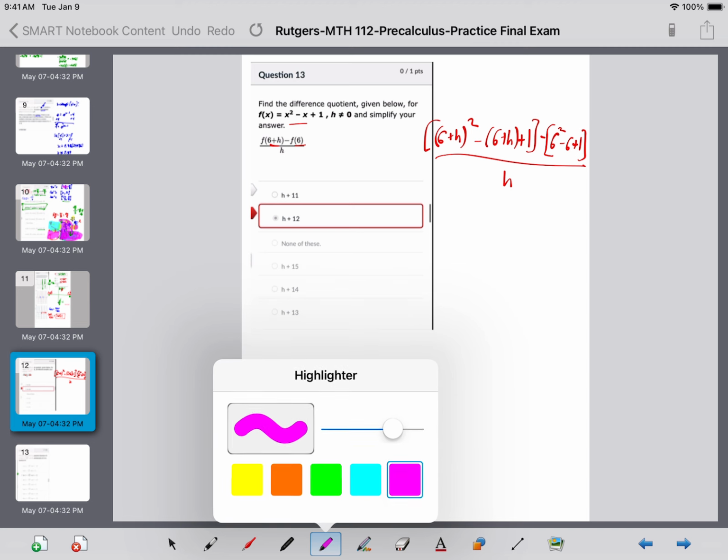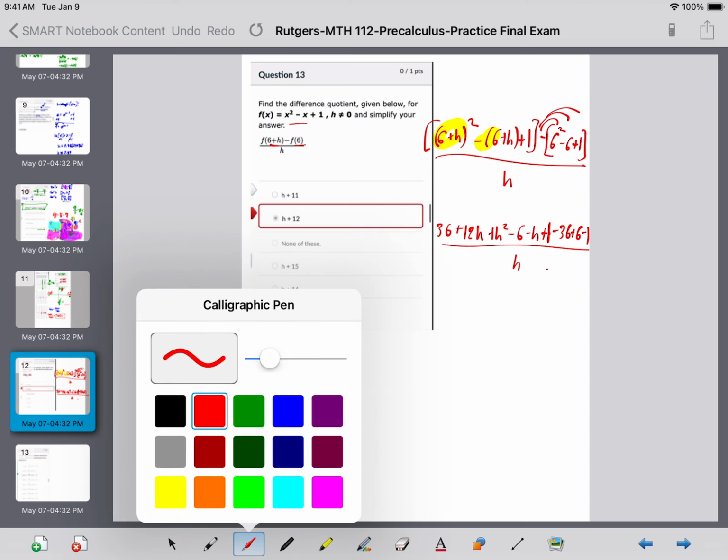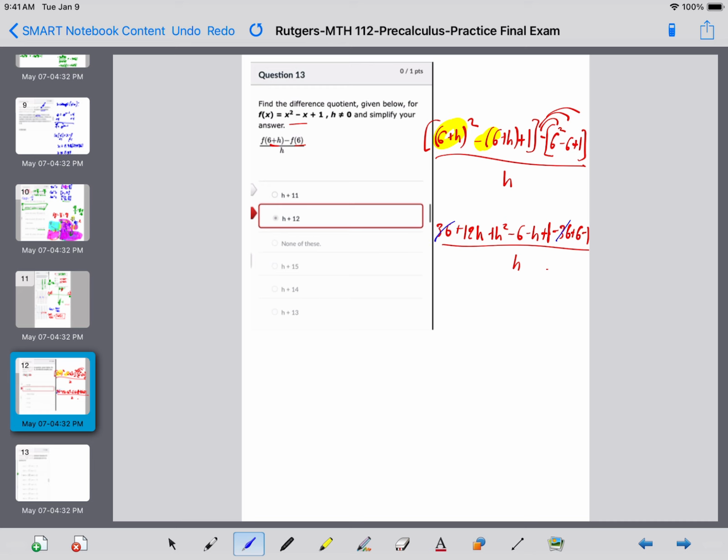Let's distribute this out. I have 36 plus 12h plus h squared minus 6 minus h plus 1. And then I could also distribute out the negative here as well if I wanted. So then I have negative 6 squared, or negative 36, positive 6, negative 1 over h. So now we could cancel out the 36 minus 36, the negative 6 and the 6, the 1 and the 1.